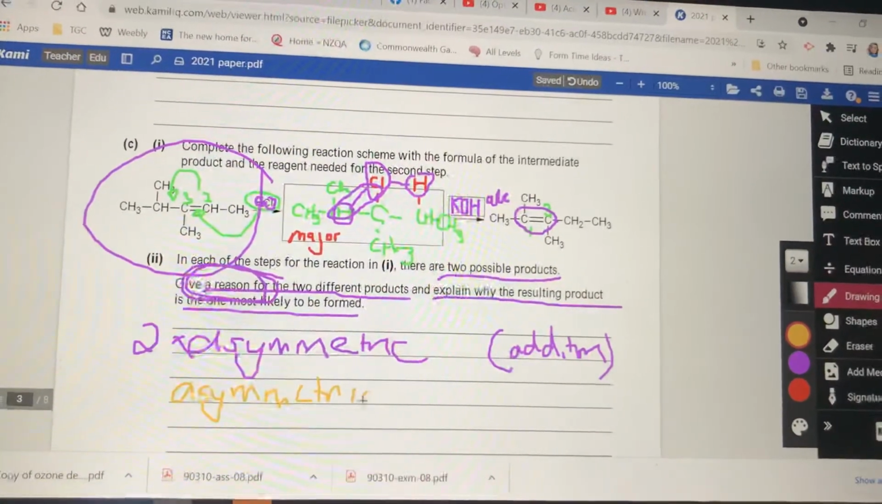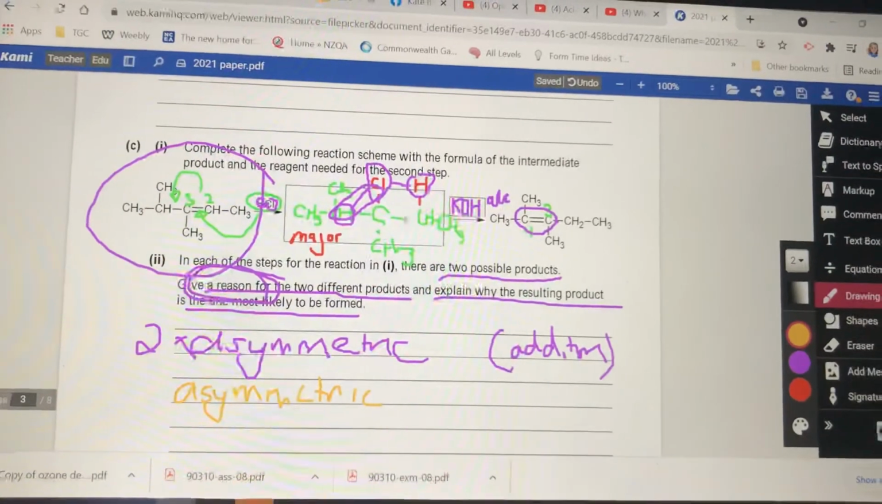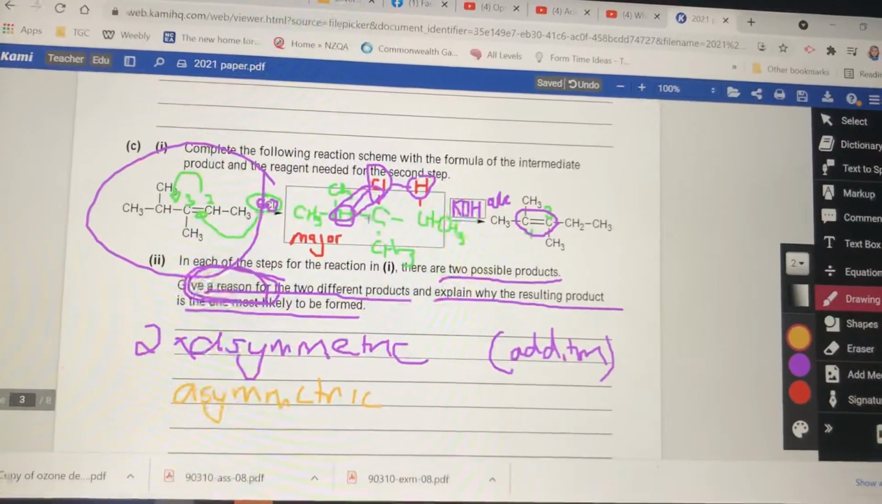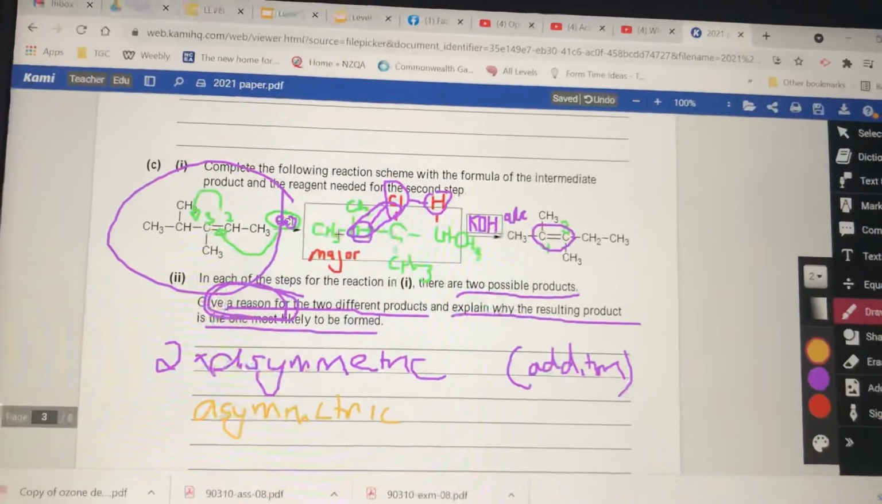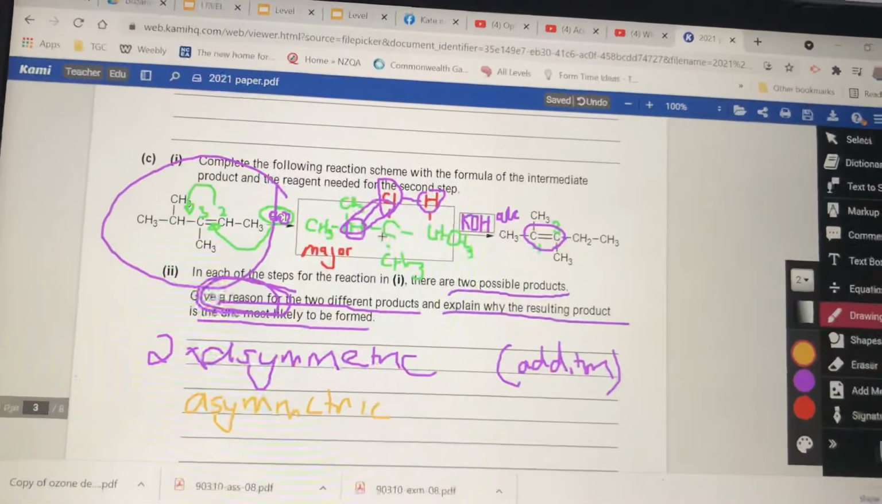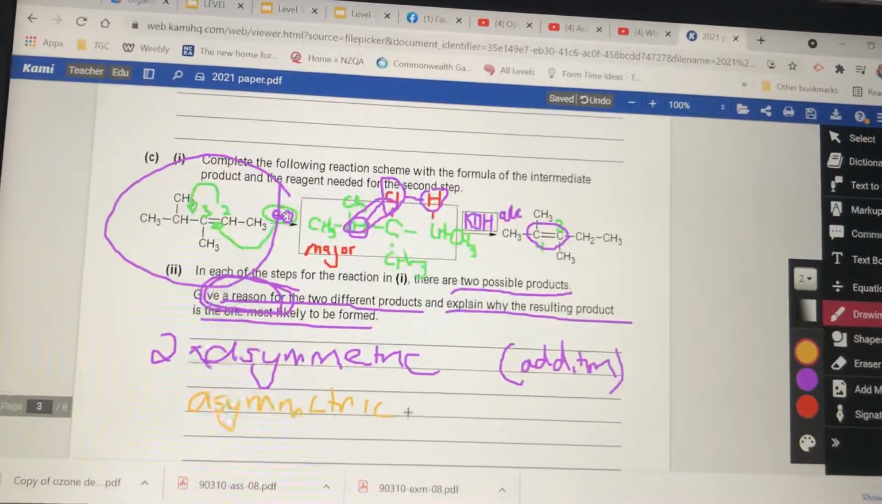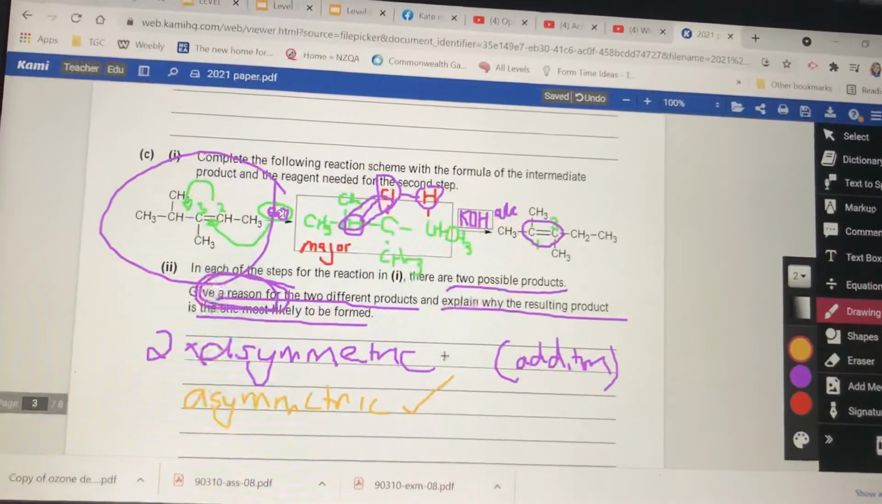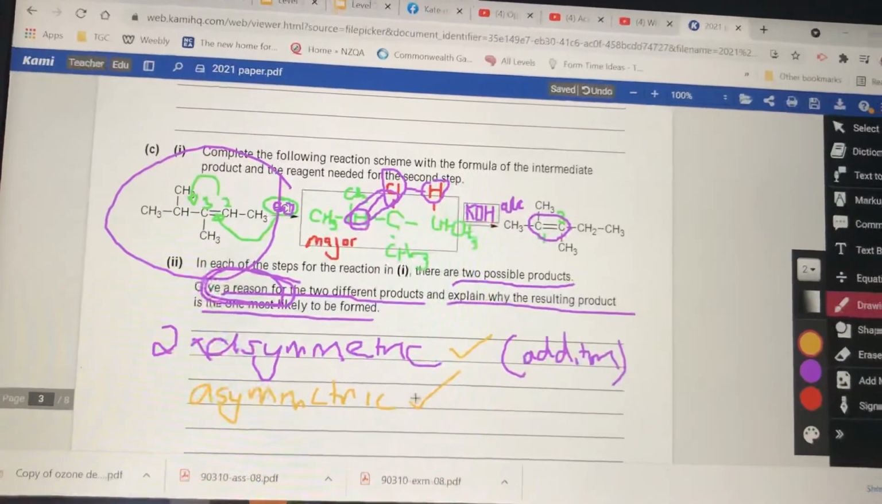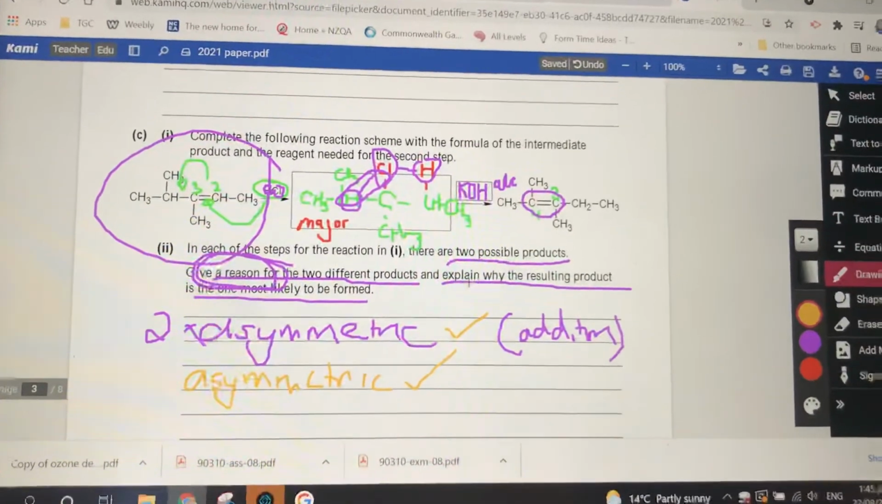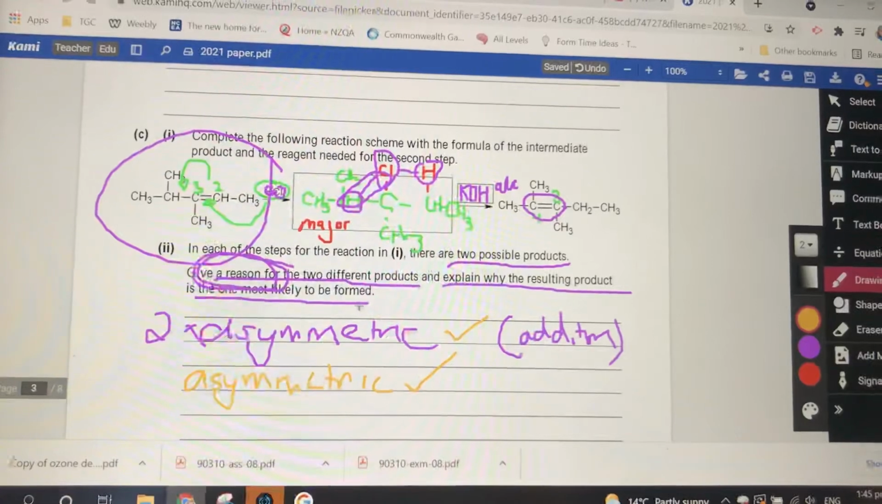So this word asymmetric is becoming quite important. Okay, and this is asymmetric because the carbon that has got the functional group has got two adjacent carbons and they are not the same as each other. Right, that makes this asymmetric here. So both of them are asymmetric, so those are the reasons that we get two different products in each of them.